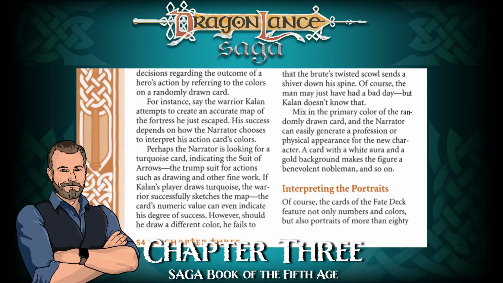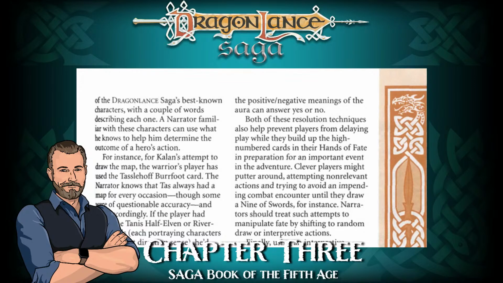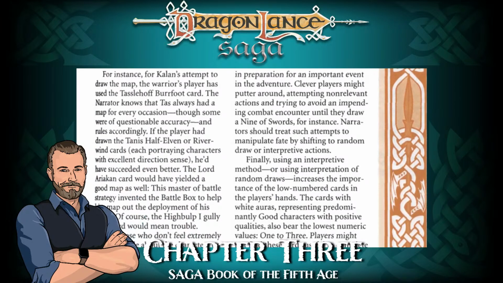Interpreting portraits. Of course, the cards of the Fate deck feature not only numbers and colors, but also portraits for more than 80 of the Dragonlance Saga's best-known characters, with a couple of words describing each one. A narrator familiar with these characters can use what he knows to help him determine the outcome of a hero's actions. For instance, if Kalen attempts to draw a map, the warrior's player has used the Tasselhoff Burfoot card. The narrator knows that Taz always had a map for every occasion, though of somewhat questionable accuracy, and rules accordingly.